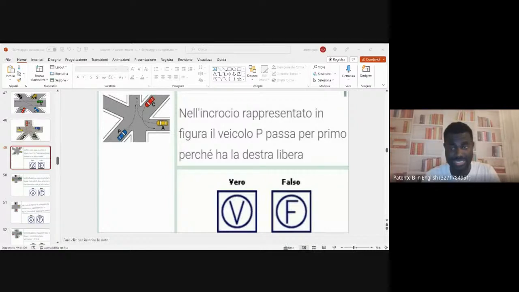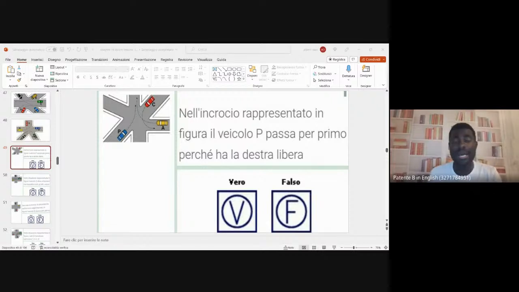So the question says that in this junction figure, vehicle P passes first because the right is free. So P passes first simply because he has the right free. And we know that, guys, the answer to this question is false.